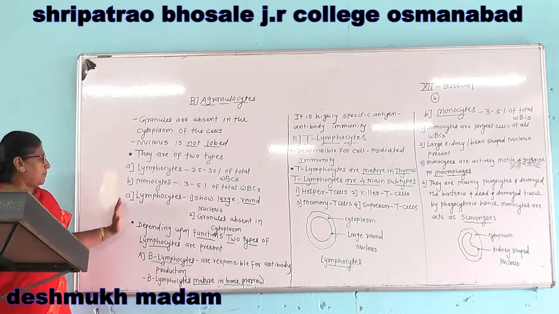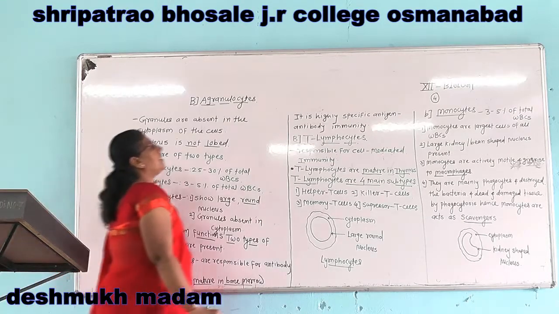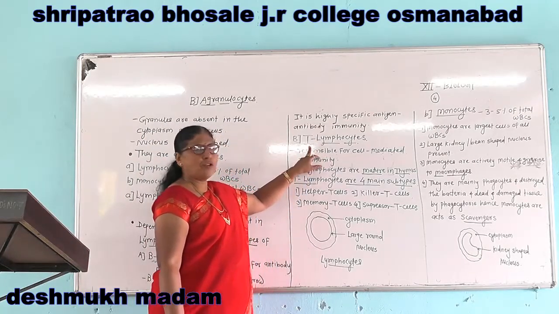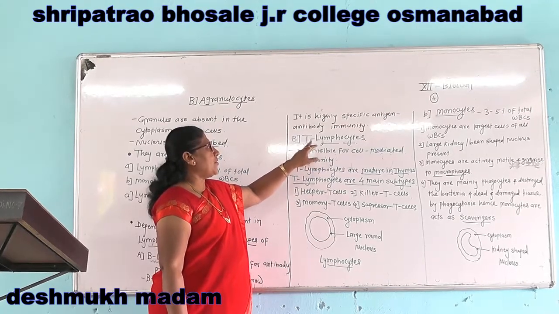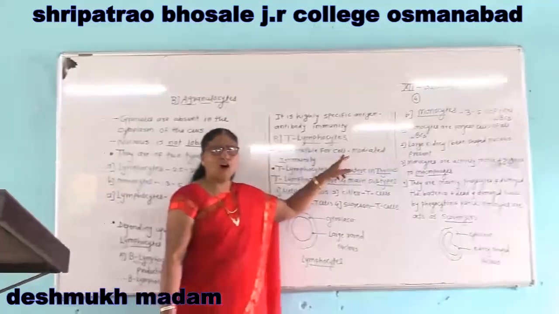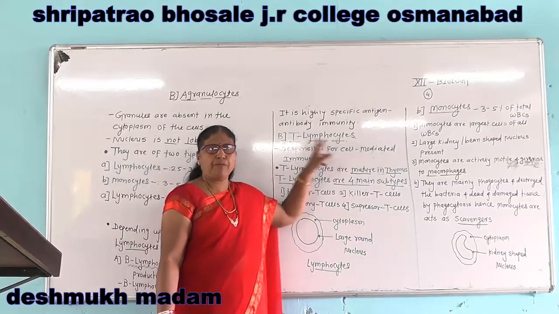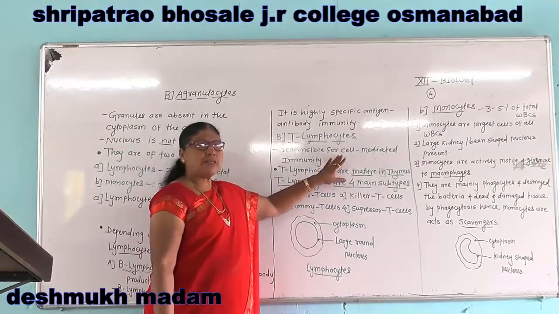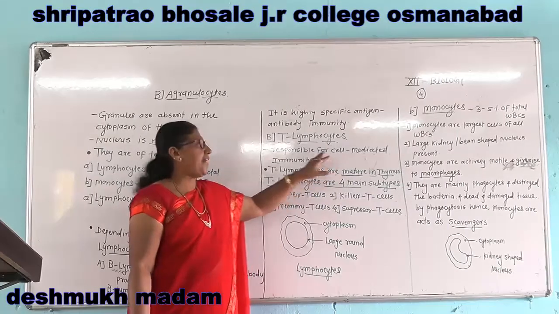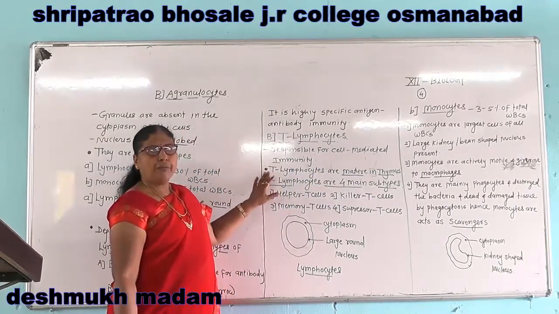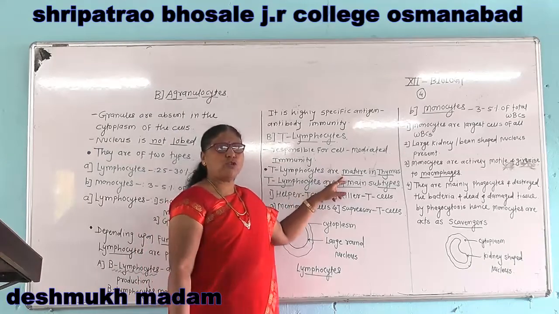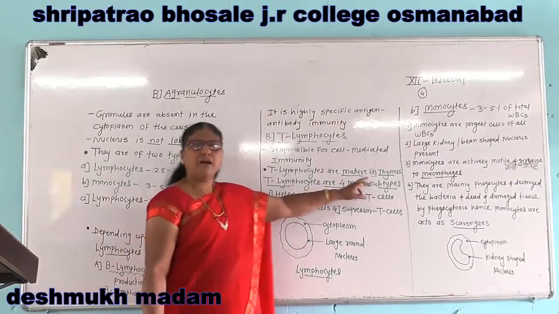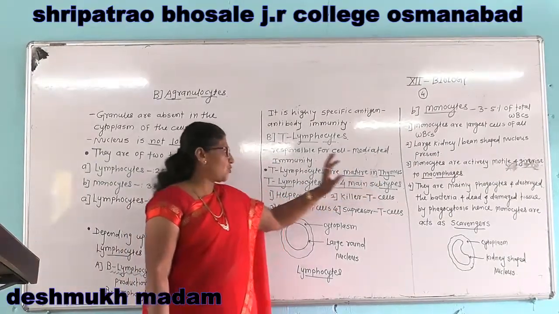Then the second type is the T lymphocytes. These T lymphocyte cells are responsible for cell mediated immunity. T lymphocyte cells mature in the thymus.